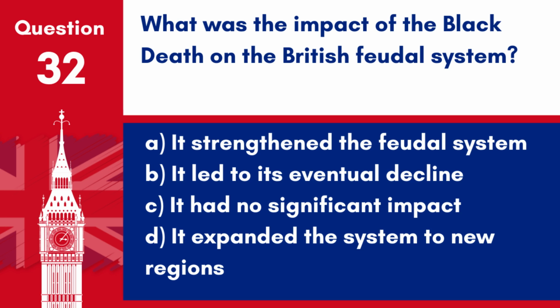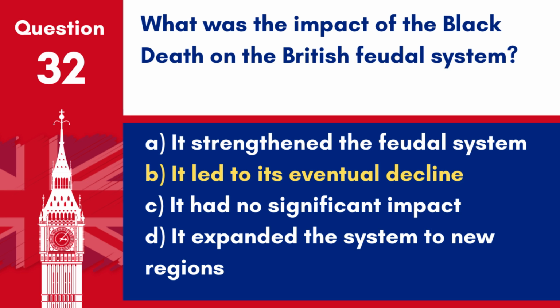Question 32. What was the impact of the Black Death on the British feudal system? A. It strengthened the feudal system. B. It led to its eventual decline. C. It had no significant impact. D. It expanded the system to new regions.